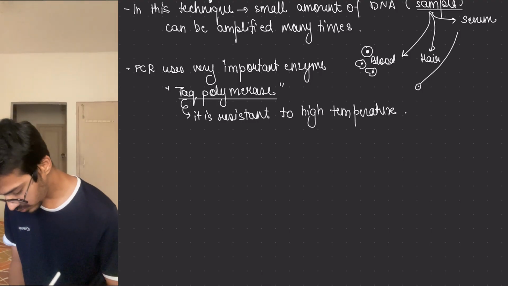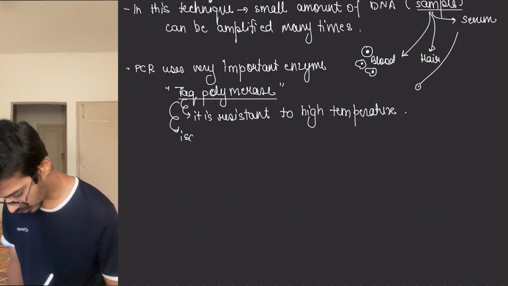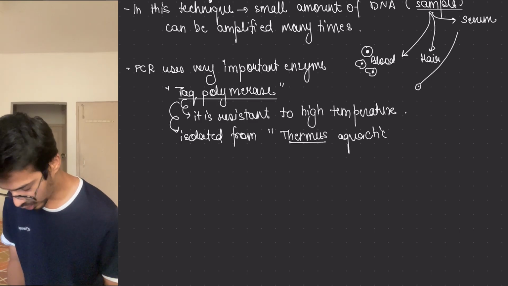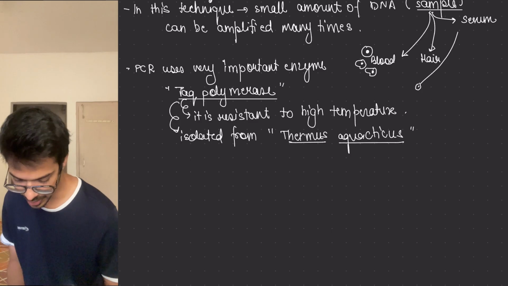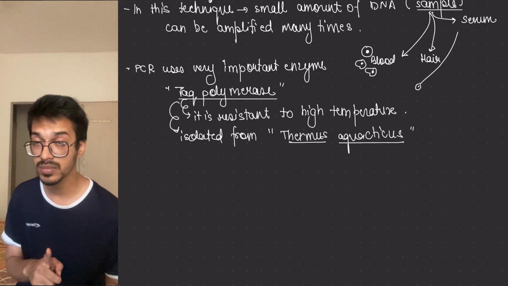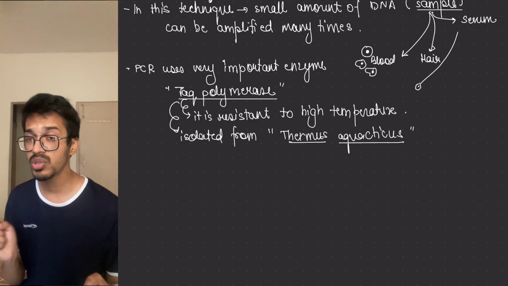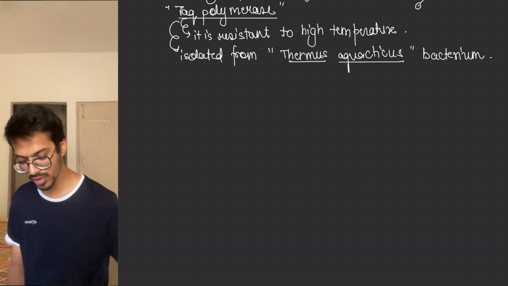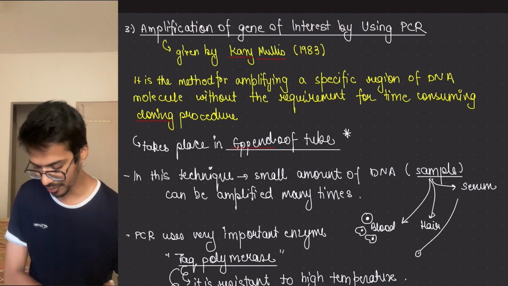Isolated from Thermus aquaticus. Remember it, this is a scientific name, and when this is a scientific name you have to underline it separately. Bacterium, archaebacterium. Okay, now we're going to be seeing the steps of PCR.